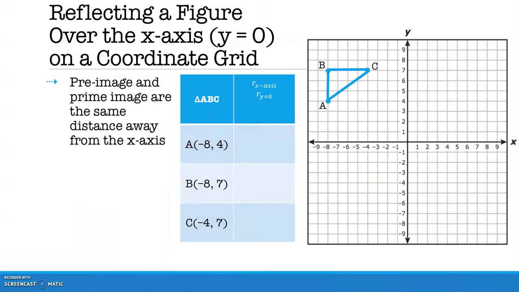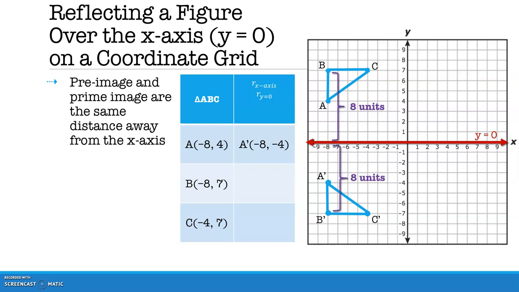So let's take a look at some examples. Here we're going to reflect a figure over the x-axis, also known as the line y equals 0. The key for any reflection is that you want your coordinate points to be the same distance away from your line of reflection. If we look at point A, that is 4 units away from the line, so A prime will be 4 units away on the opposite side of the line. In this case, A would go from (-8, 4) to A prime being (-8, -4).